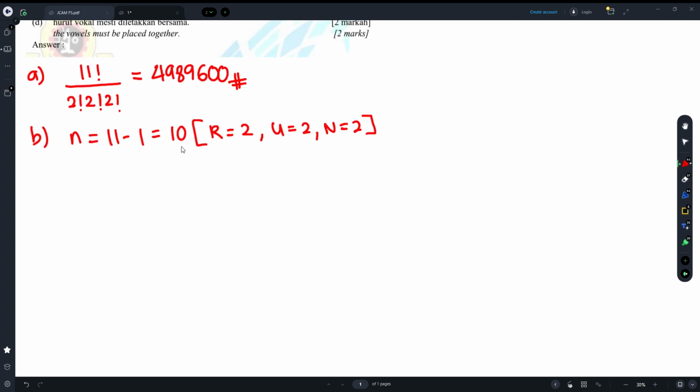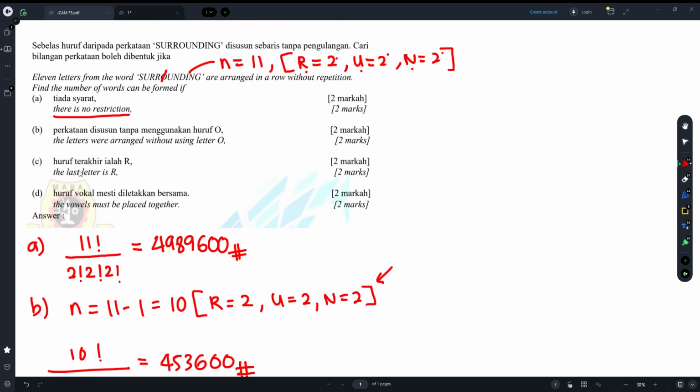So even though we are reducing the total number of letters from 11 to 10, we still need to consider this repetition. When we are permutating the 10 letters, we're going to put 10 factorial, and again divide by 2 factorial, 2 factorial, 2 factorial, because of the repetition. So here you're going to end up getting 453600 as your answer.